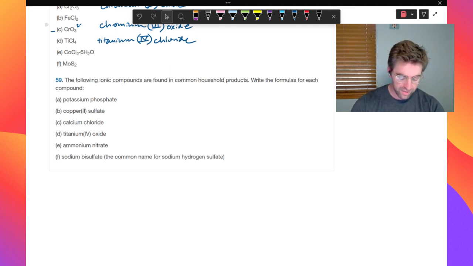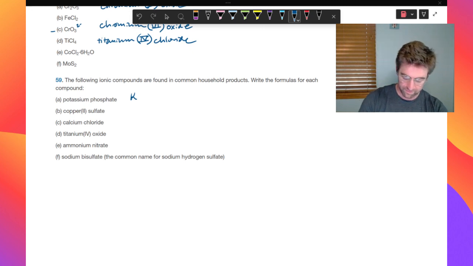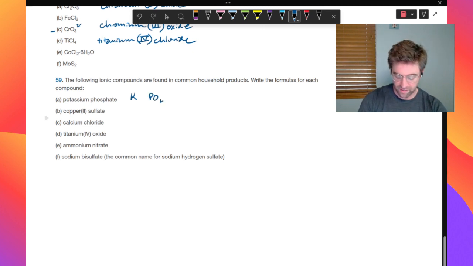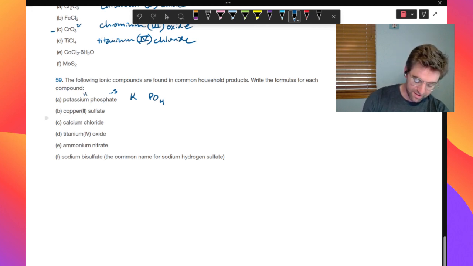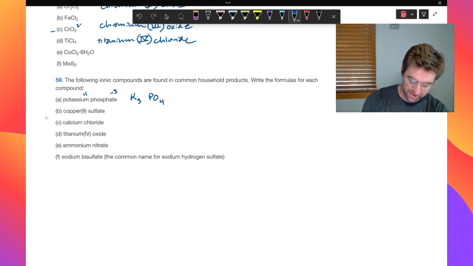And finally, the following ionic compounds are found in common household products. Write the formulas for each compound. Same thing in reverse. So we have potassium phosphate. So we know we have potassium. And phosphate is PO4. You have to know that phosphate has a 3 negative charge on it, and that potassium has a +1. And so you're going to need 3 of those potassiums to counteract the 3 negative charge of the phosphate.